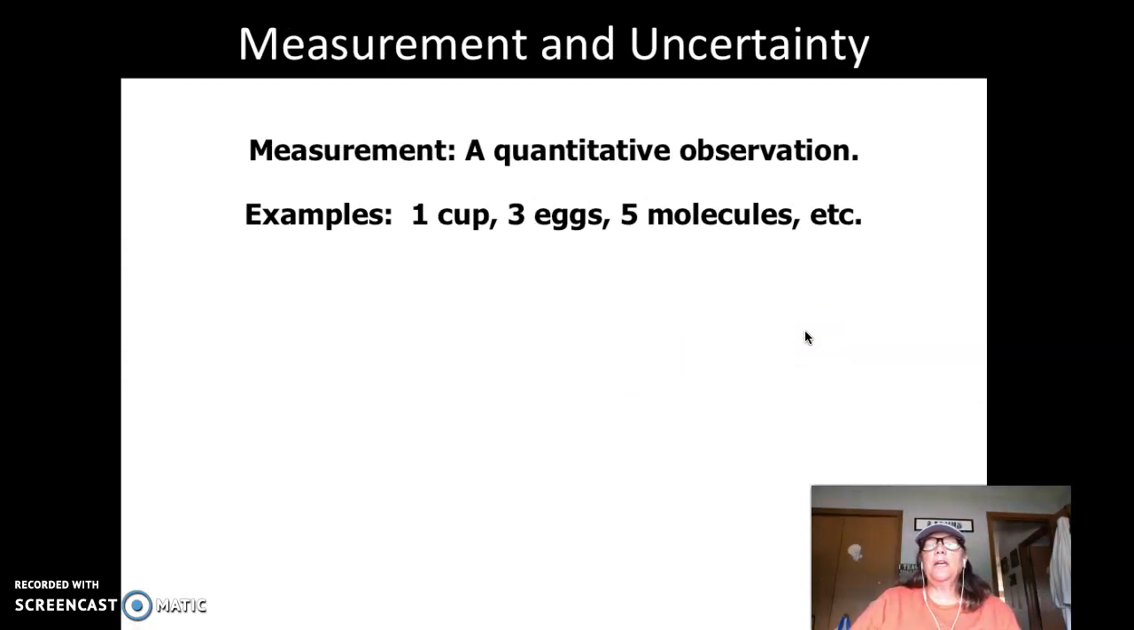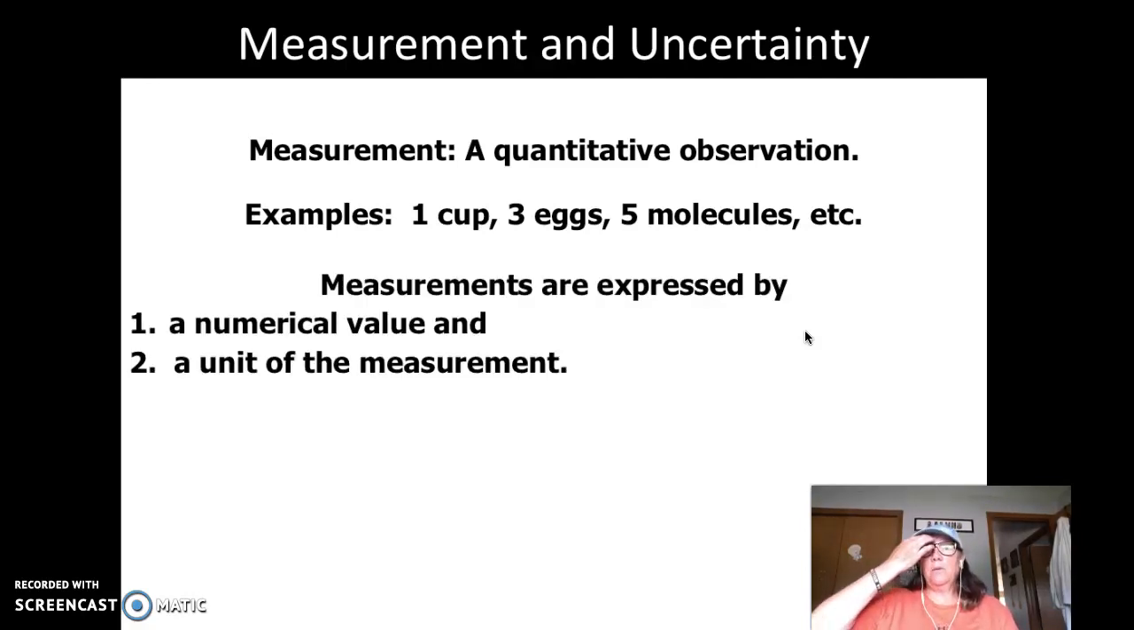Whenever you're doing measurements, there are different types of measurements you can do. Okay. Here we have examples: 1 cup, 3 eggs, 5 molecules, etc. Those are what they call quantitative. It means it's a quantity. It's a number. And in chemistry, we tend to take a lot of quantitative measurements. The mass, the volume, the density, we calculate things like that. So if it's an actual quantity, a number, it's called a quantitative measurement.